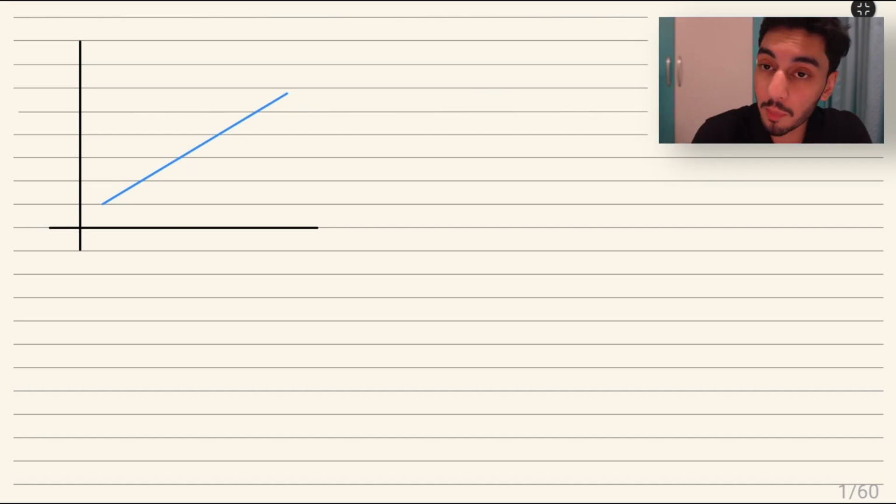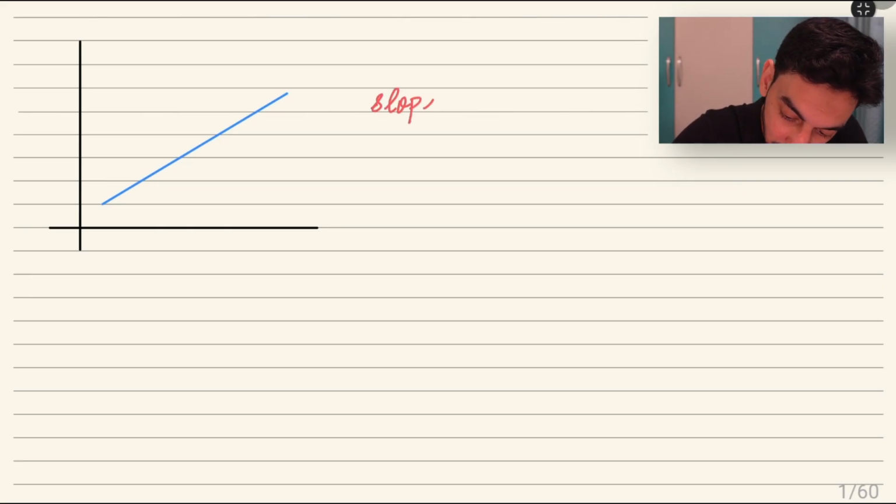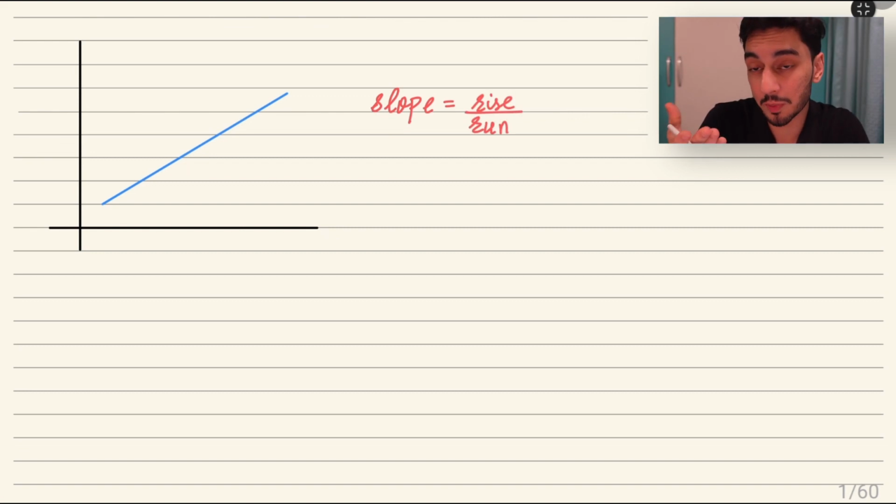Now, what do I mean by slope? How do I define slope? Slope is basically defined as rise over run. Rise means how much do I go up, and run means how much do I go ahead. It is basically comparing your motion in both the x and the y axis.